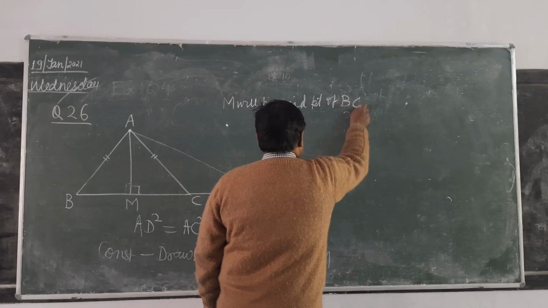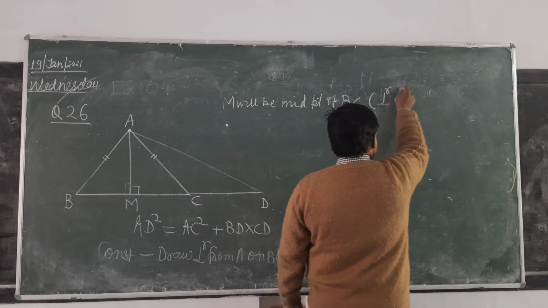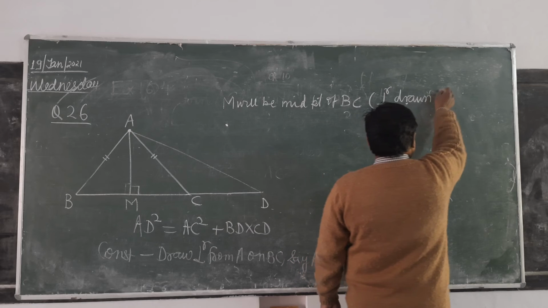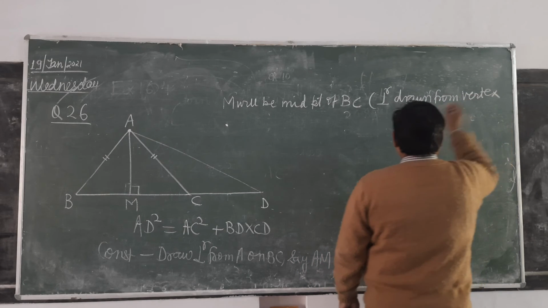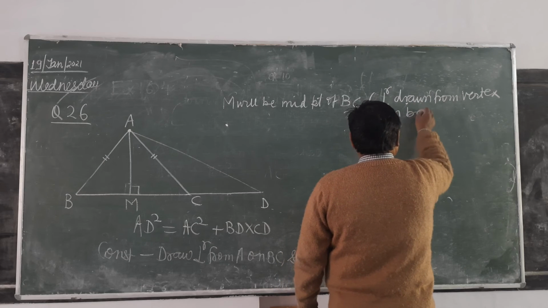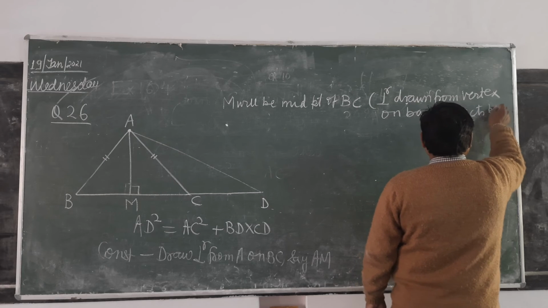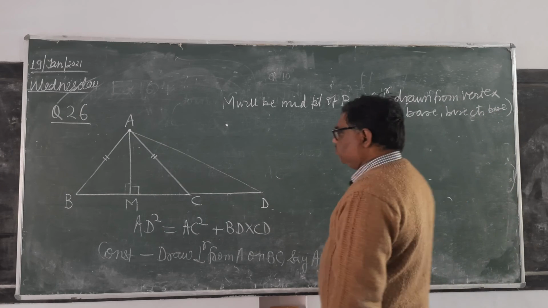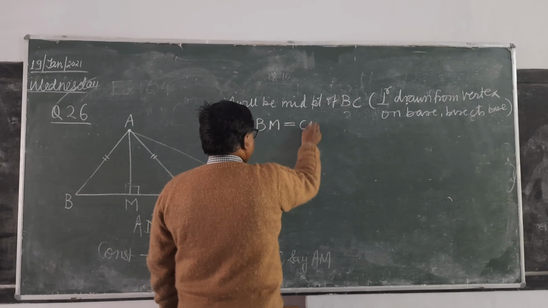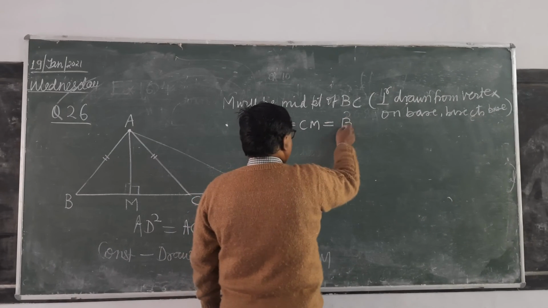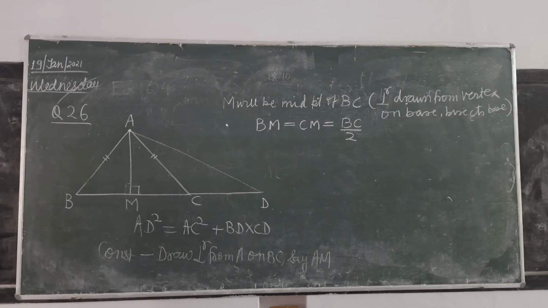And why it will be midpoint of BC? You have to write the reason also. Perpendicular drawn from vertex on base bisects base. Bisecting the base means BM will be equal to CM equals to BC upon 2. BM equals to CM equals to BC upon 2.